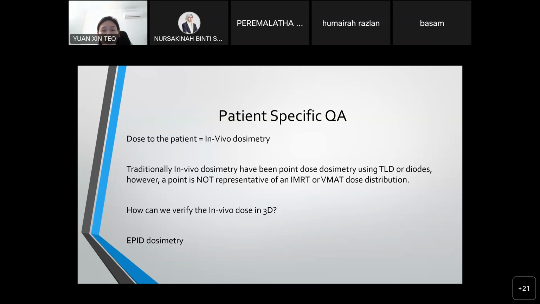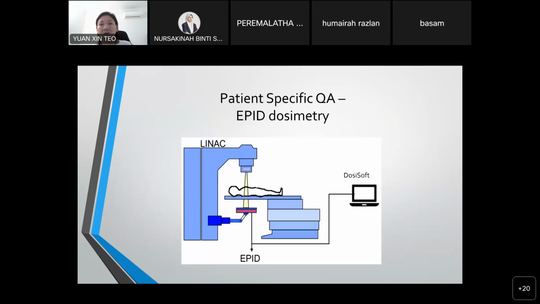Okay, as the technology evolved, they have created in vivo dose in 3D. So how can we do this in 3D? Last time it was in 2D, so now we go to 3D. We will call this EPID dosimetry. With this EPID in vivo dosimetry, you measure the patient's treatment plan with the patient on the couch.